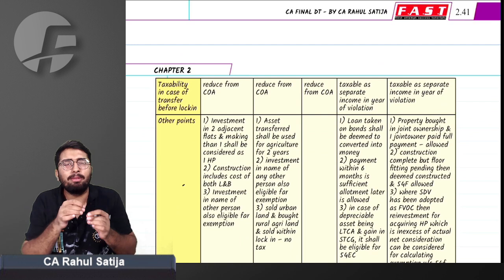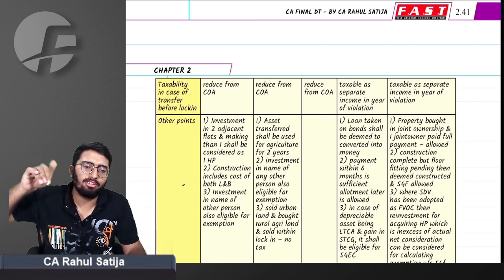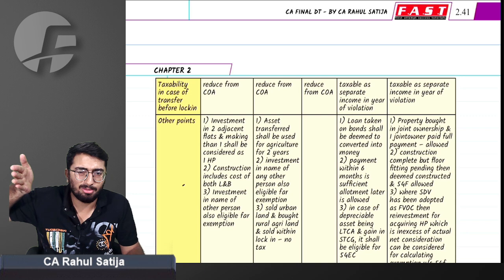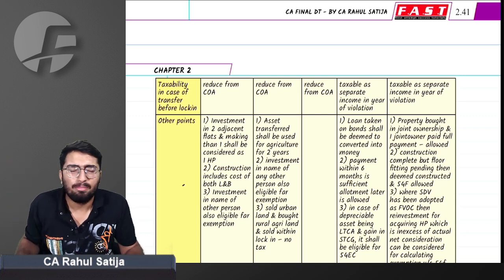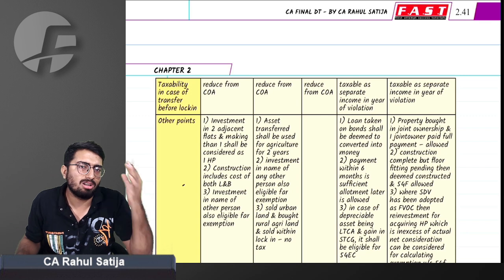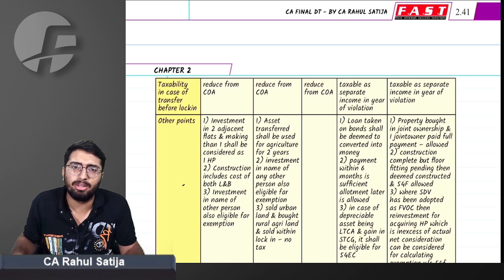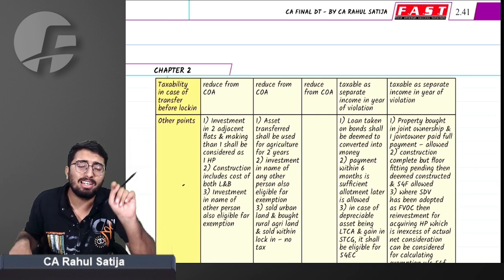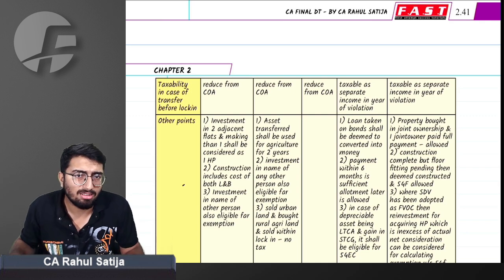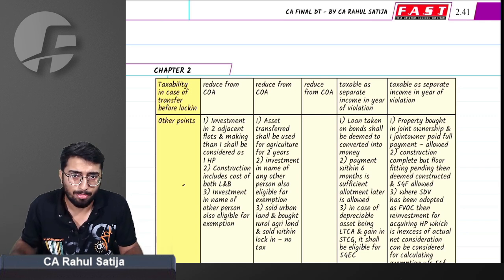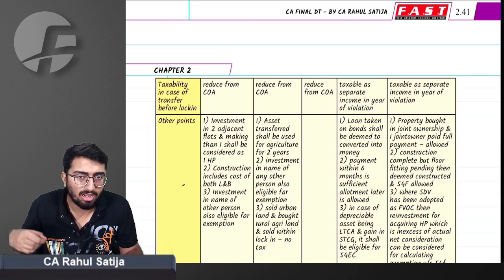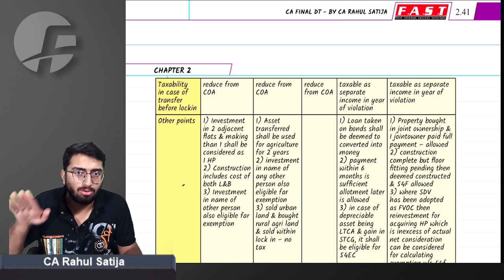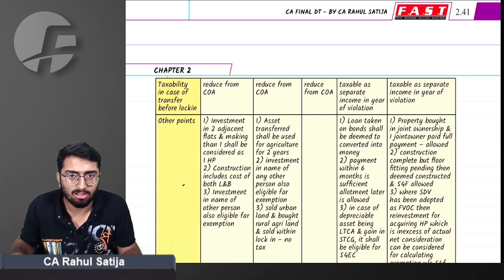Sir, what if we made payment to acquire bonds within 6 months, but bonds are not allotted to us because of issues at the company's end? Is it our fault that our exemption will be denied? Right answer is it is not our fault. It is the fault of the company and we paid our money within 6 months. So are we eligible for exemption? Right answer is yes, sir, we will be eligible for exemption. If it is the company's issue, we are not the ones to be blamed. We will still be allowed exemption if we have paid money within the period of 6 months.